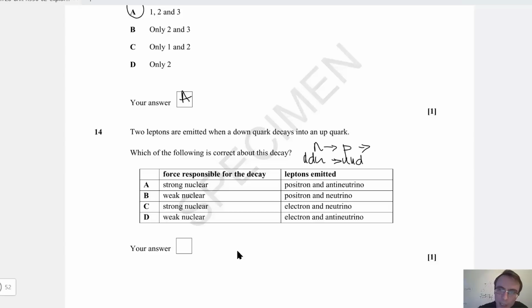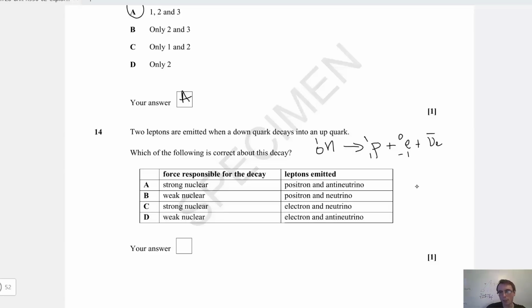Now, when a neutron turns into a proton, let me just write that properly here. When a neutron turns into a proton, charge needs to be conserved. So this is 1, 0. We have 1, 1. So we are going to need to have an electron like that, plus an anti-neutrino.